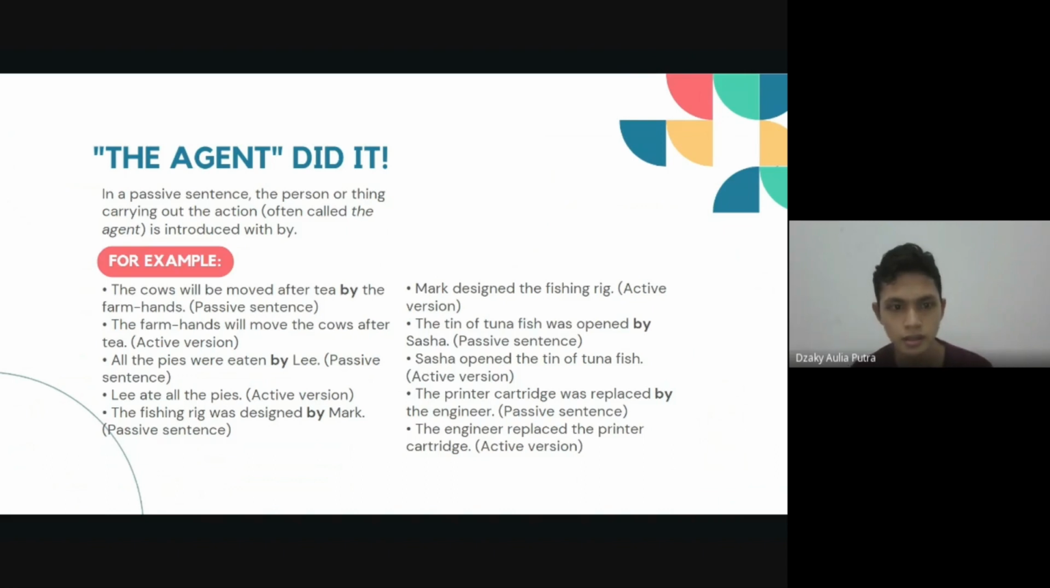Next example is the printer part. The printer cartridge was replaced by the engineer, and the active version, the engineer replaced the printer cartridge.